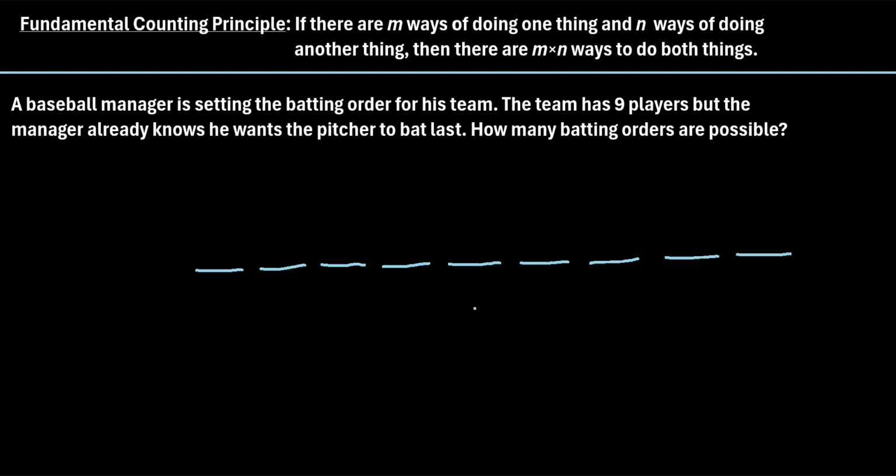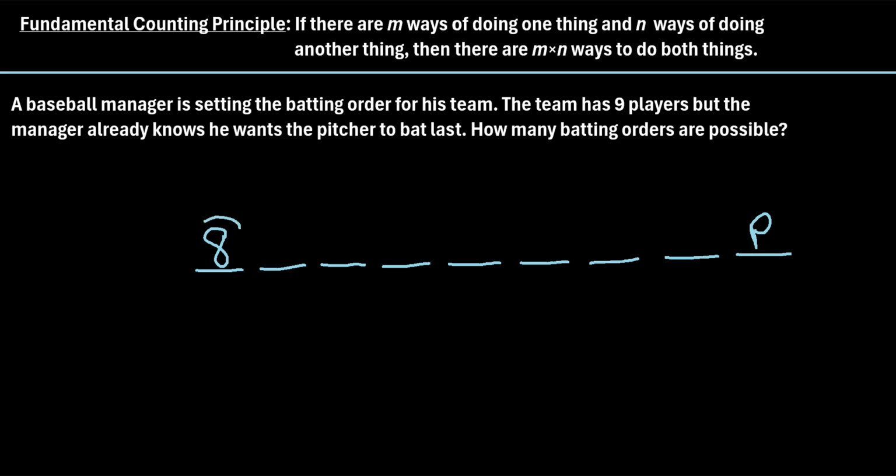So I've drawn out 9 possible slots right here for each position, and it says that the manager knows that the pitcher needs to be last. So we'll put a P right here. This last player right here has to be the pitcher. So that means there were 9 players, but now that we know the pitcher's position, there's only 8 players left to choose from. So in other words, for the very first batter, this position right here, there are 8 different people that he could select to be the first batter.